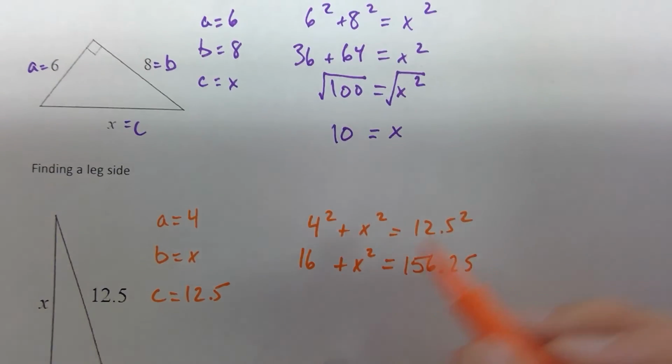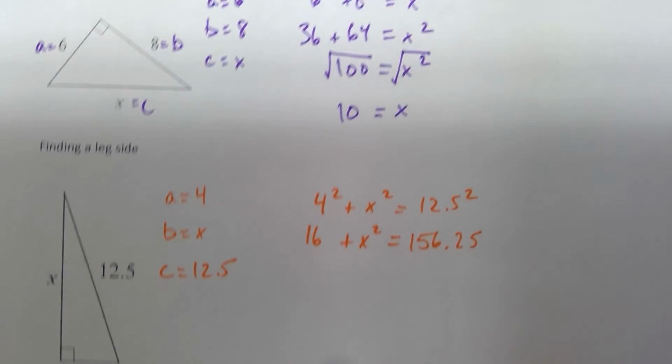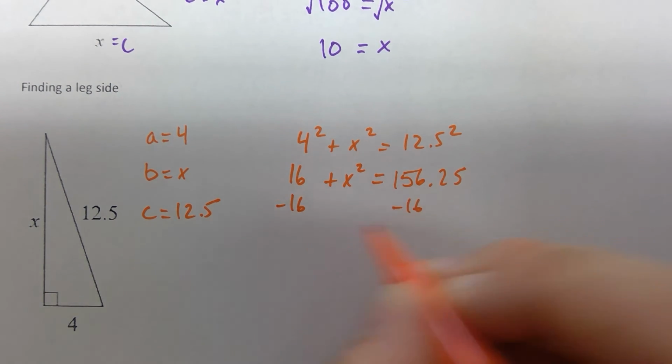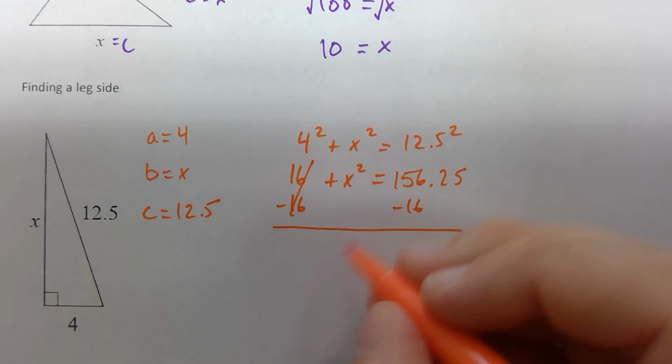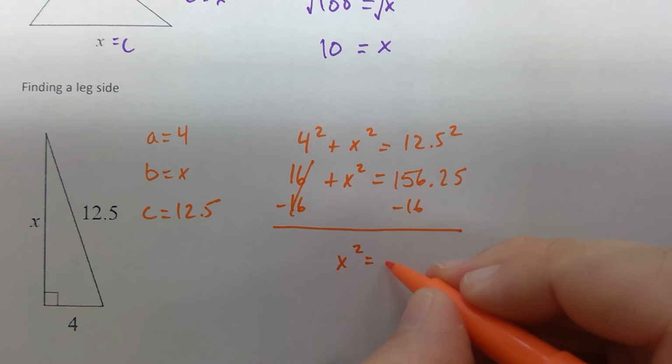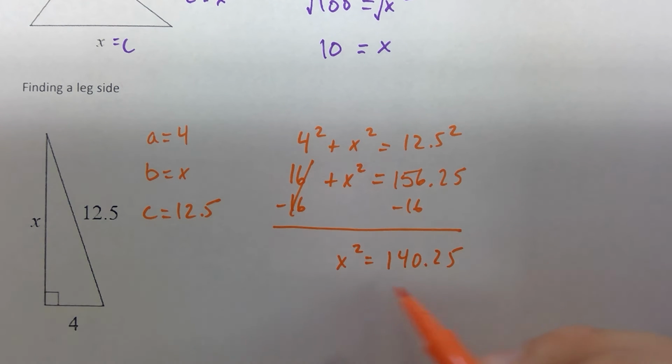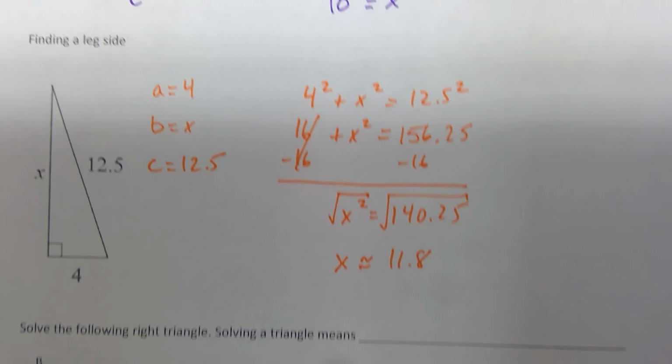Now before I do the square root, I want to get x squared by itself. Okay, if we notice above, I got x squared by itself before I square rooted. Let's get x squared by itself. So take away 16 on both sides. X squared equals 140.25. And now I have x squared by itself. Let's do the inverse operation and square root. So x is approximately 11.8. Once again, I would put that in my calculator as well.